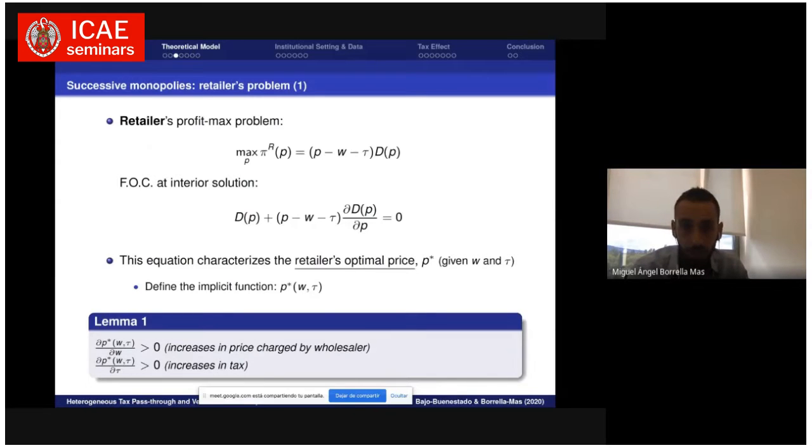So consider first the retailer's profit maximization problem, in which the retailer wants to choose P in order to maximize profits. This is the standard equation, and at an interior solution, the optimal price is characterized by the following first order condition, while we assume that the corresponding second order condition is also satisfied. This first order condition characterizes the retailer's optimal price P star given W and tau. By the implicit function theorem, we can express this as a function of these two variables, the price charged by the wholesaler and the tax. Moreover, applying implicit partial differentiation, we can show that the retailer's optimal price increases both in the price charged by the wholesaler W and also in the tax tau.